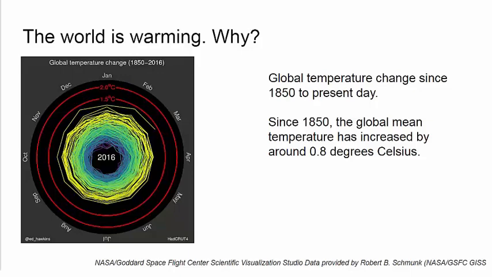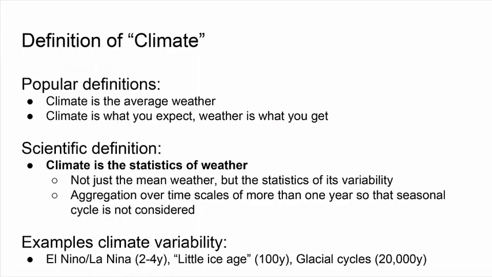So to start off with the definitions of climate, the popular definitions could be that it's the average of weather. The other one is it's what you expect, and weather is what you get. But here, climate is the statistics of weather. So over time you accumulate more and more information. You can get the mean of the weather, but also the variability. So it's aggregations over time scales of more than 1 year, so that the seasonal cycle is not considered.